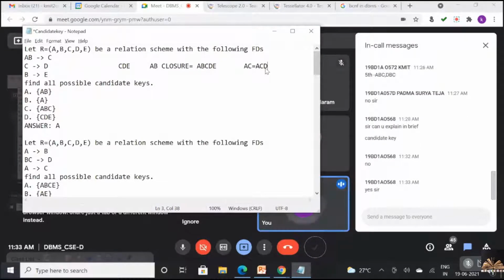Is it okay? Still you have any problem? Fine. Amma, any other questions, ma? With respect to the basics of normalization, whatever the two normal forms have covered in the previous class?